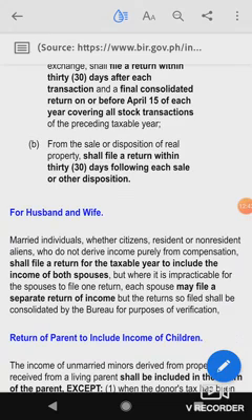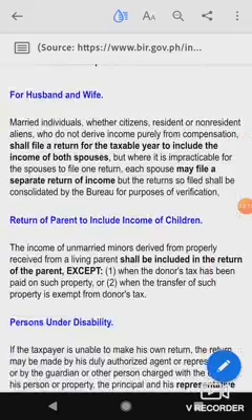For husband and wife, married individuals, either citizens, resident or non-resident aliens who do not derive income purely from compensation, shall file a return for the taxable year to include the income of both spouses. But where it is impractical for the spouses to file one return only, each of them may file a separate return of income, but the returns so filed shall be consolidated by the Bureau for the purpose of verification.